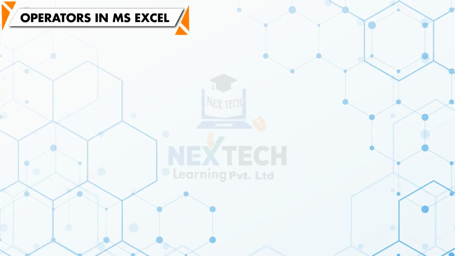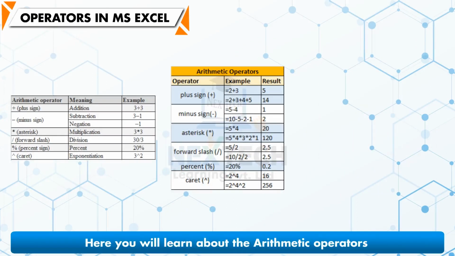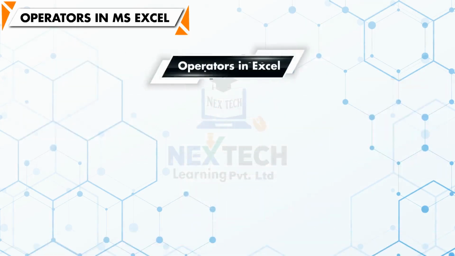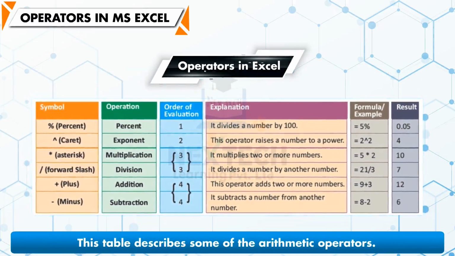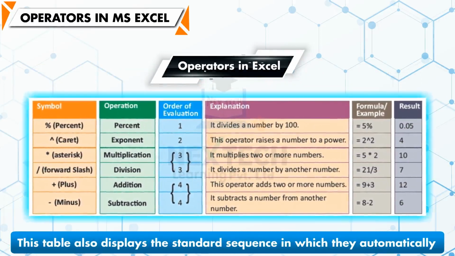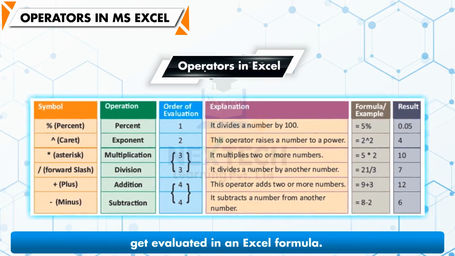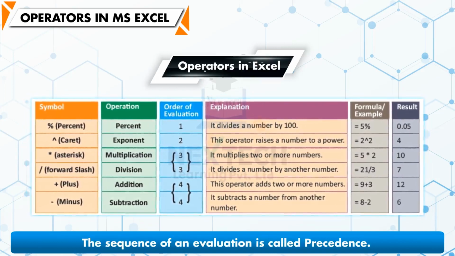Operators in MS Excel. Operators refer to the mathematical symbols that instruct Excel to perform certain operations. Here, you will learn about the arithmetic operators that enable you to perform basic mathematical operations. This table describes some of the arithmetic operators. This table also displays the standard sequence in which they automatically get evaluated in an Excel formula. The sequence of an evaluation is called precedence.